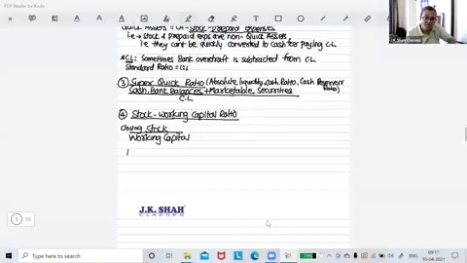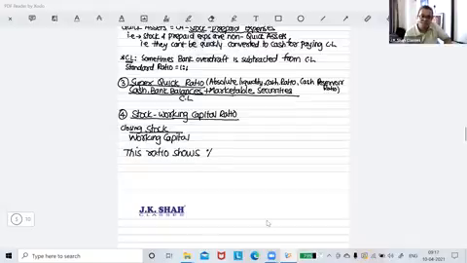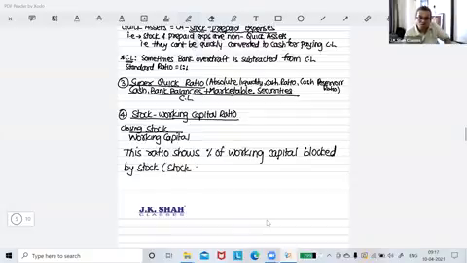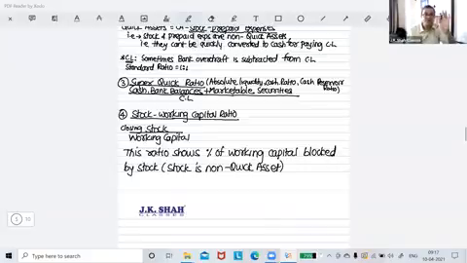This ratio shows the percentage of working capital blocked by stock. And as we know, stock is what? A quick asset or a non-quick asset? It is a non-quick asset, right? Stock is a non-quick asset.